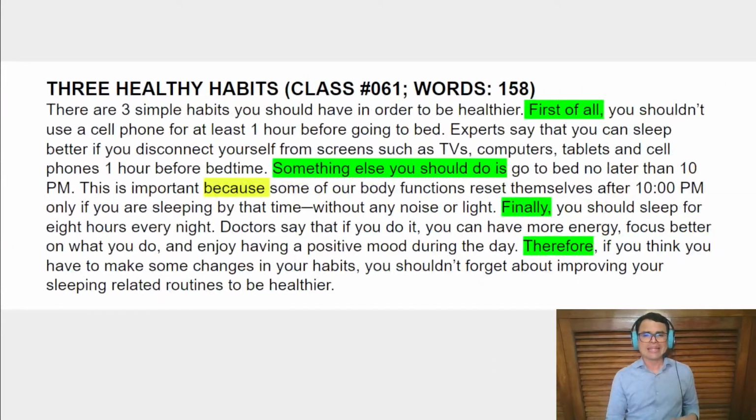Nice. And here some transitioning words, transitioning phrases, and connectors to organize your paragraph nicely. Number one, first of all, in green, and then you start talking about the first habit. Next, in green, something else you should do, and then you start writing about the second habit. Finally, and you continue talking about the third habit. Therefore, your final conclusion. And you have because in yellow, since that word can help you introduce a reason.